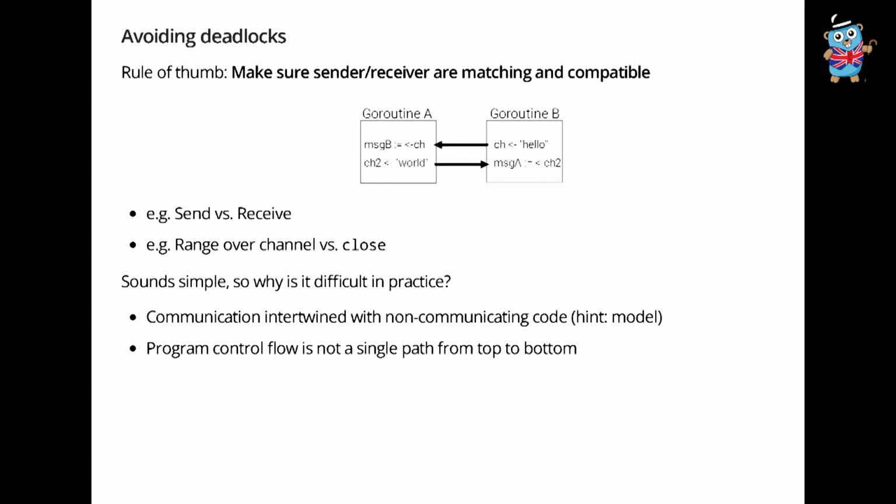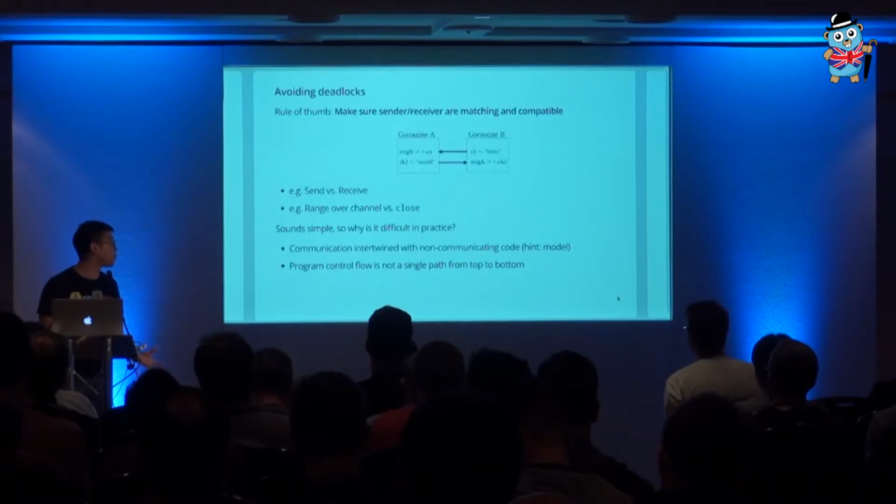Another very common kind of deadlock you get with Go is if you range over a channel. When you use the for loop to range over a channel, it tries to receive all the messages in the channel until the channel is closed. So if you've forgotten to close the channel, or if you've forgotten to put a message in the channel, then you also get a deadlock, because one of the threads will be waiting for something that's never going to happen.